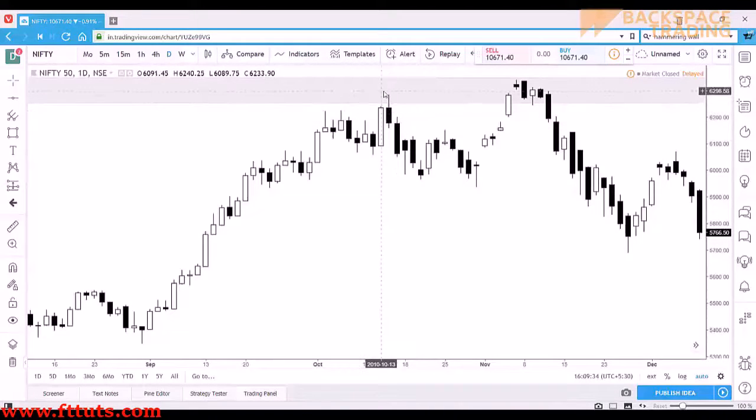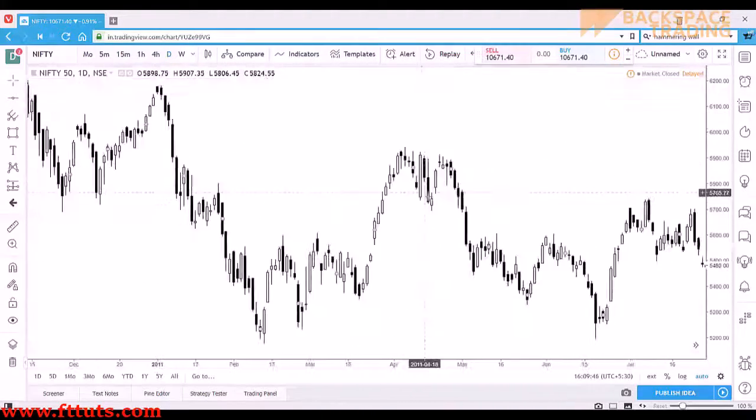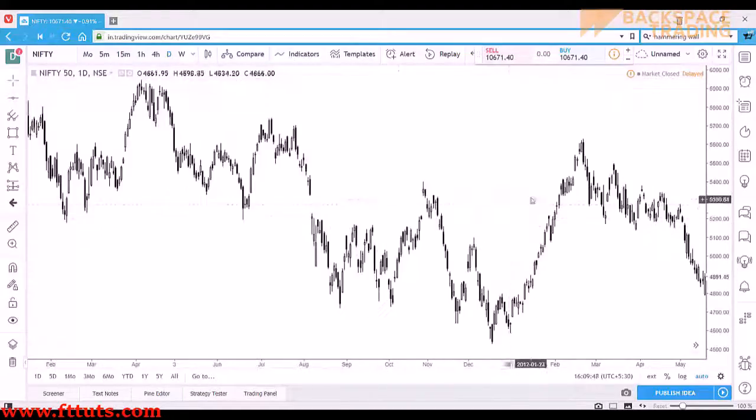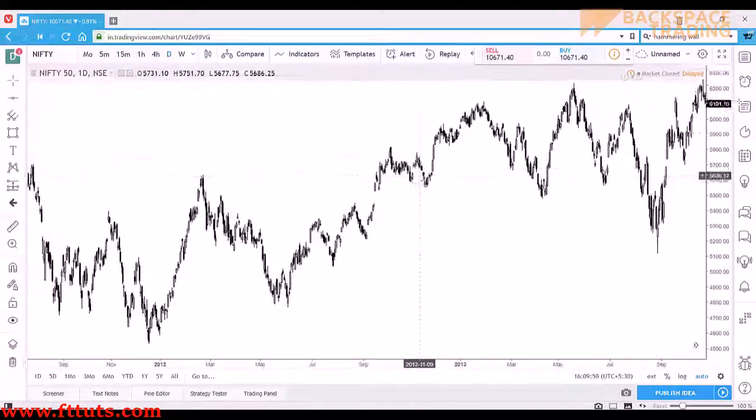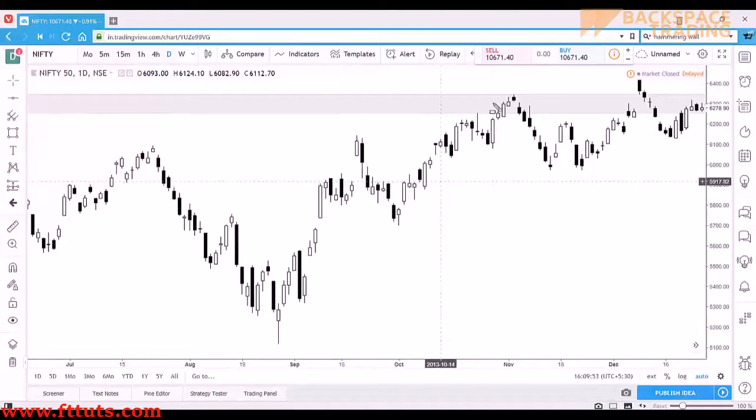This is the first attempt of banging. This is the second attempt of banging. Do you see any other bangings? Yes, we have over here. Fourth attempt, fifth attempt, sixth attempt.